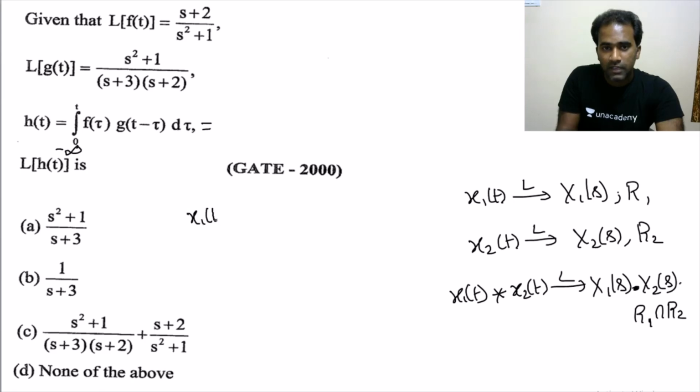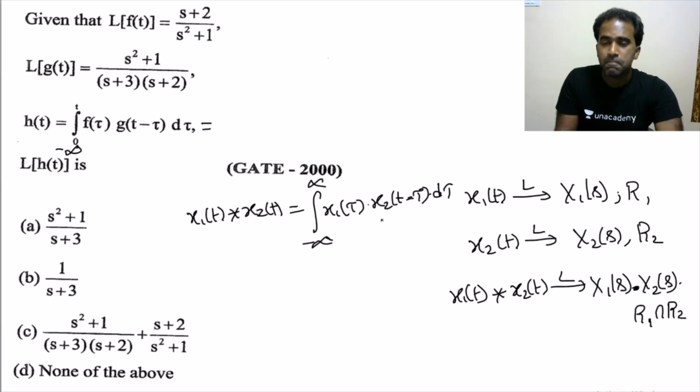So what if x1 of t is convolved with x2 of t? The formula will be the integration from minus infinity to plus infinity. In the convolution formula, the upper and lower limits are minus infinity and plus infinity, of x1 of tau into x2 of t minus tau d tau. Okay, so this is the actual formula. If x1 of t is causal, then the formula becomes 0 to infinity. When x1 of t is causal, the formula changes like this.